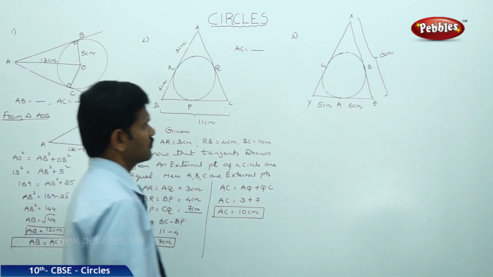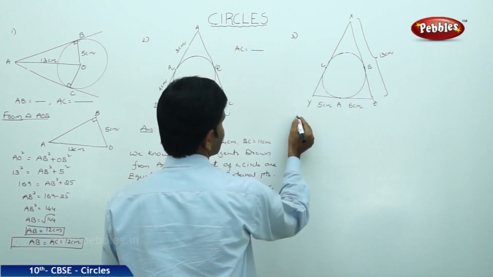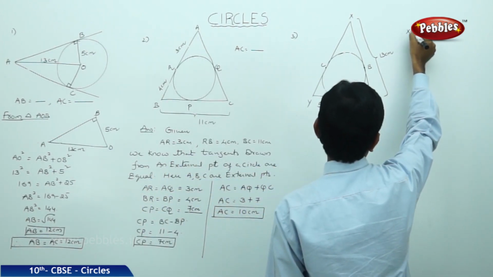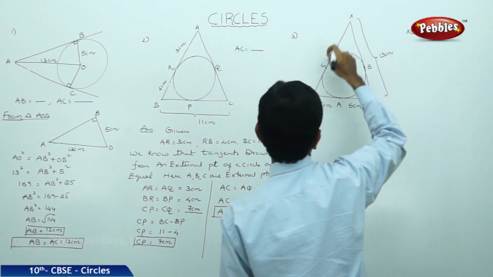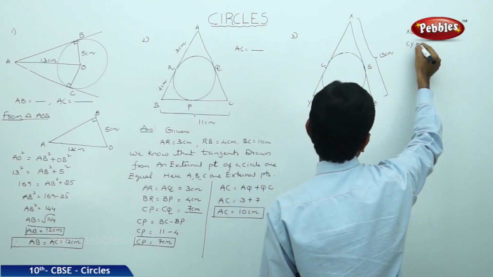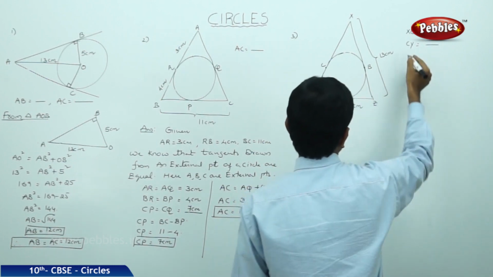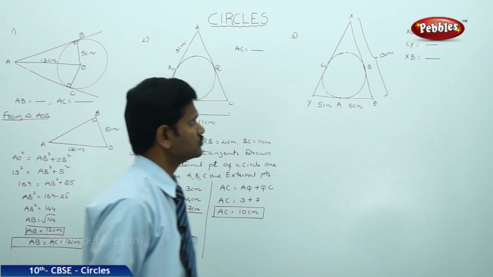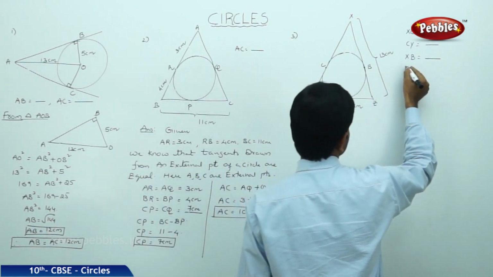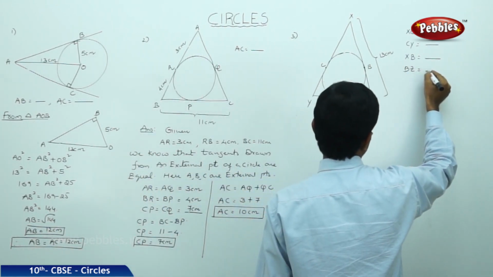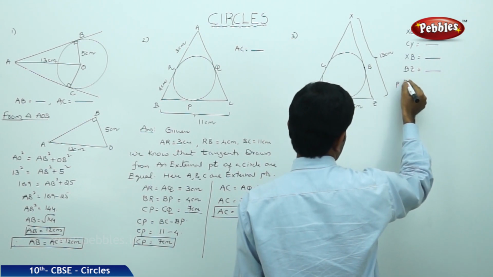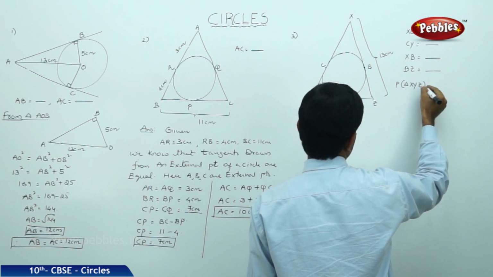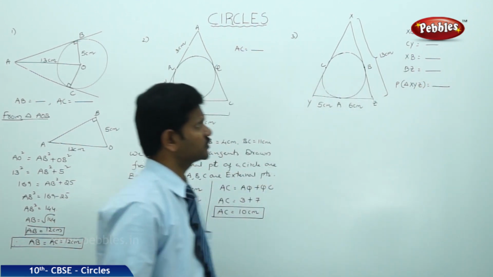Then what do you have to find? You have to find XC, CY, XB and BZ and the perimeter of triangle XYZ. We have to find all these.